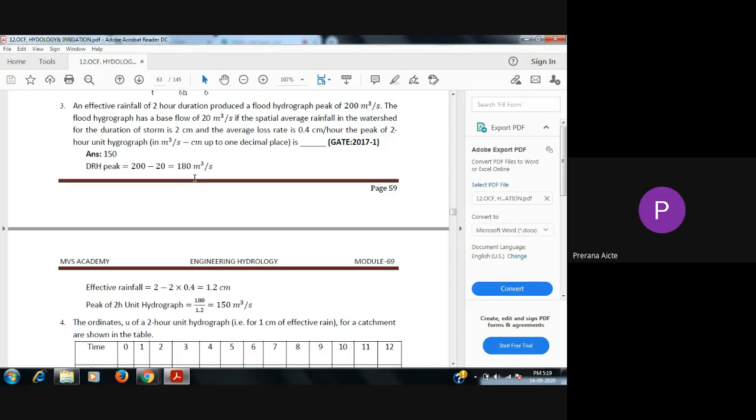Now, 180 meters per second for 1.2 centimeter. For 1 centimeter, for the 2-hour unit hydrograph, 180 divided by 1.2. So that's 150 meters per second.